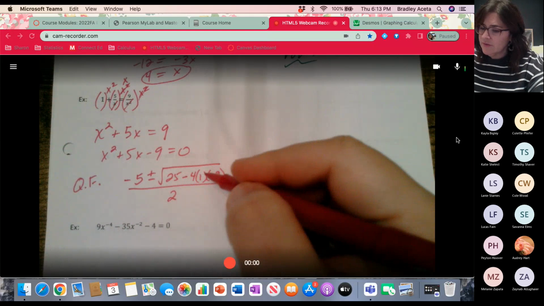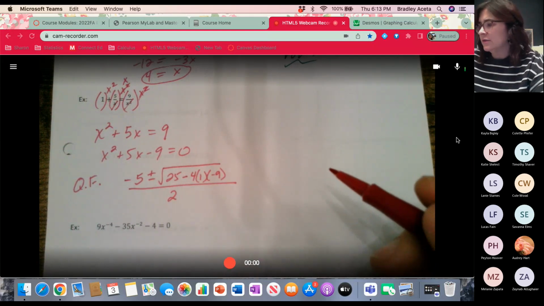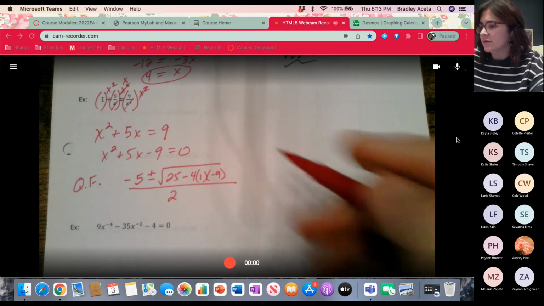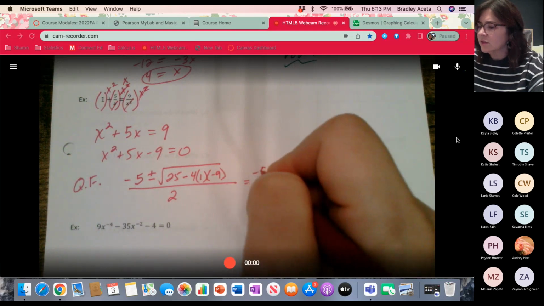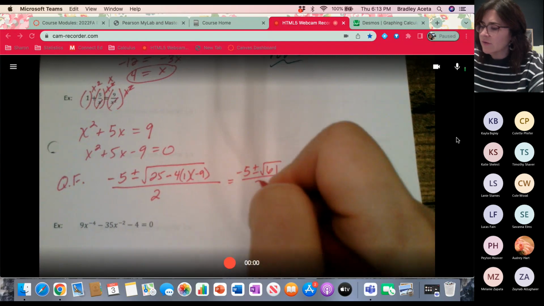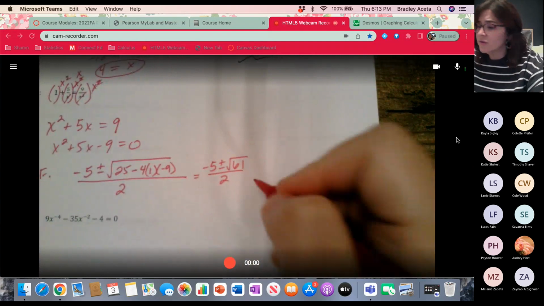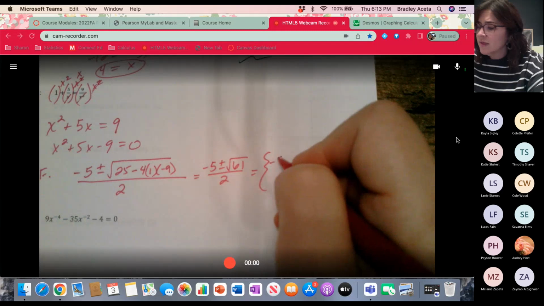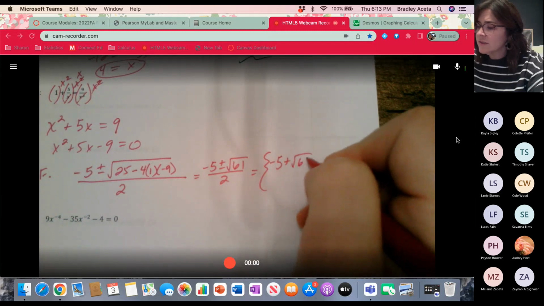So this is 25 plus 36. 25 and 36 is, I think, 61. Yes, I think it's 61. So -5 plus or minus the square root of 61 over 2. And 61 isn't reducible. So your two answers would be -5 plus the square root of 61 over 2.